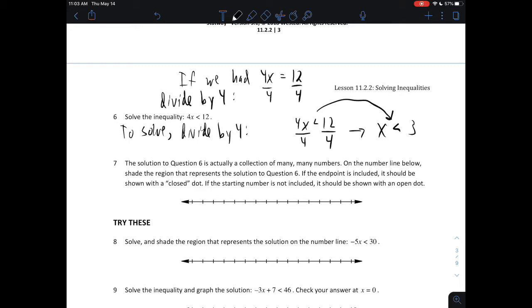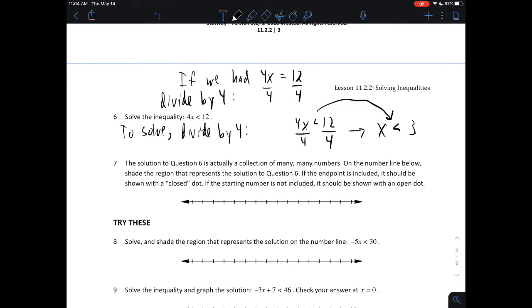And that solution, this is now in number 7, that solution to question 6 is actually a collection of many, many numbers. In fact, an infinite number of numbers. On the number line below, shade the region that represents the solution to question 6. If the endpoint is included, it should be shown with a closed dot. If the starting number is not included, it should be shown with an open dot.